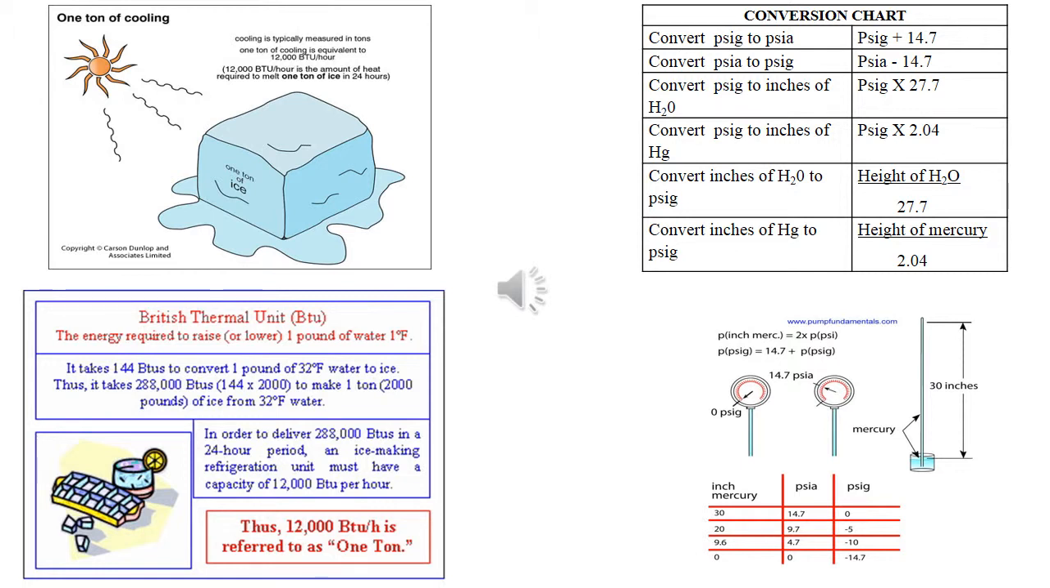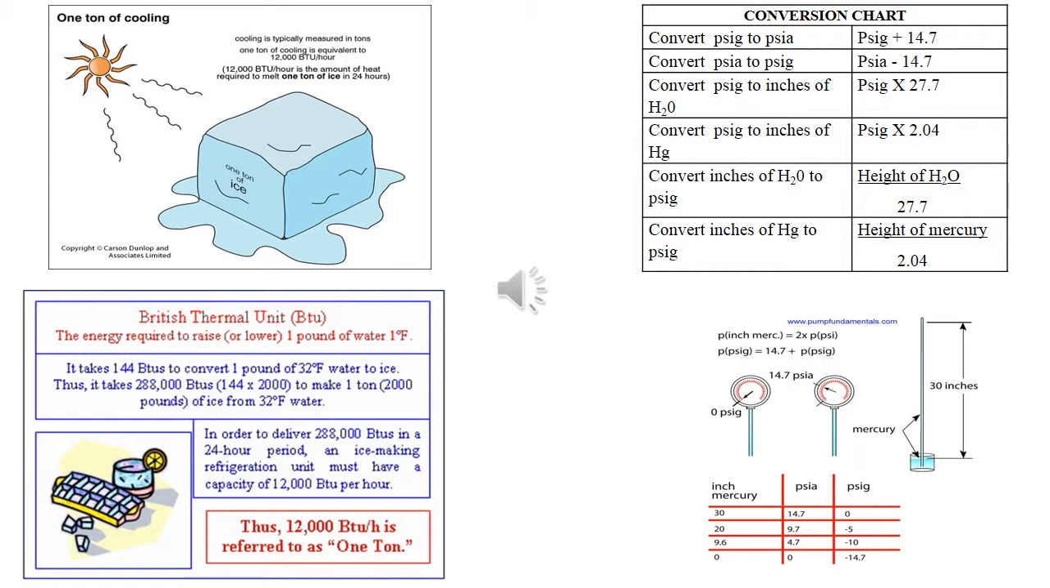PSIA is pounds per square inch absolute. It is total pressure including the pressure of the atmosphere. The pressure of the atmosphere is defined as the pressure caused by the weight of the atmosphere. The atmosphere is the air that surrounds the Earth. The picture on the lower right also shows you the different measurements used for pressure. In refrigeration and heating, you will hear the term inches of mercury. In refrigeration, you'll hear it a lot.